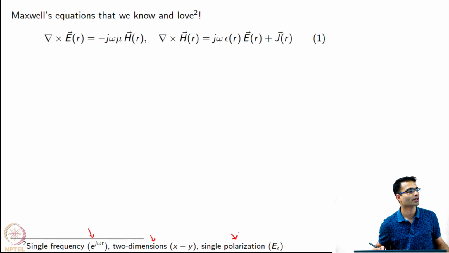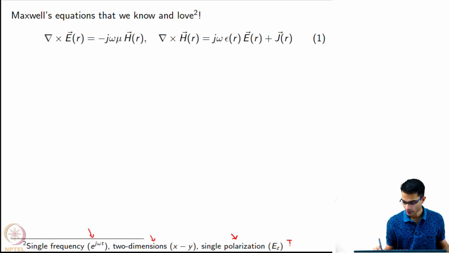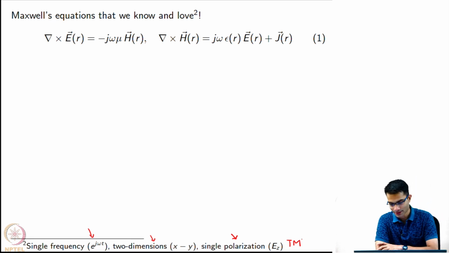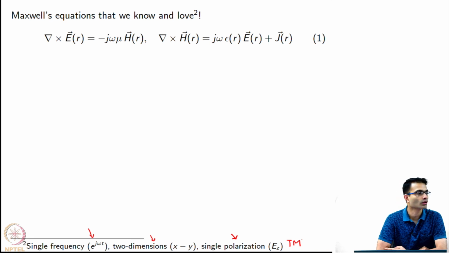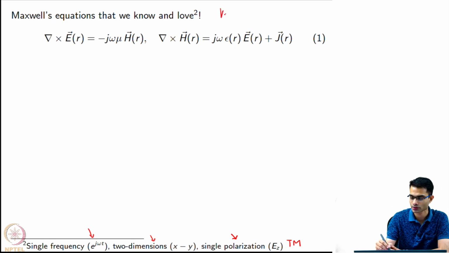Ez corresponds to which polarization? TM, right? TM polarization. Yeah. Ez, Hx, Hy. So much of this is going to be familiar to you all because we are going to use a volume integral method, right. That is the easiest and most intuitive way to formulate this inverse imaging problem. So this is volume integral.